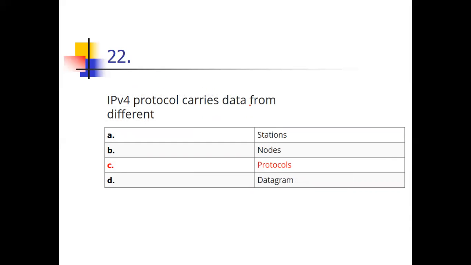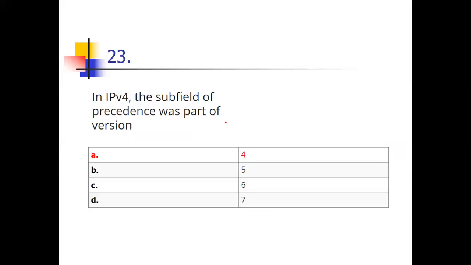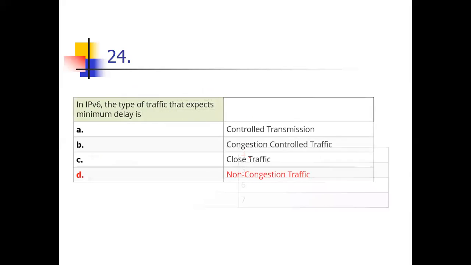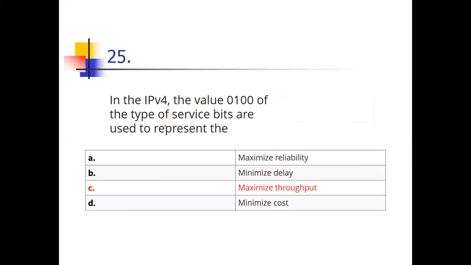IP protocol carries data from different networks. Definitely, it's a protocol that deals with the protocols. IPv4, the last digit 4, what does it indicate? It's version 4. Okay. In IPv6, the type of traffic is non-congestion traffic that has minimum delay.